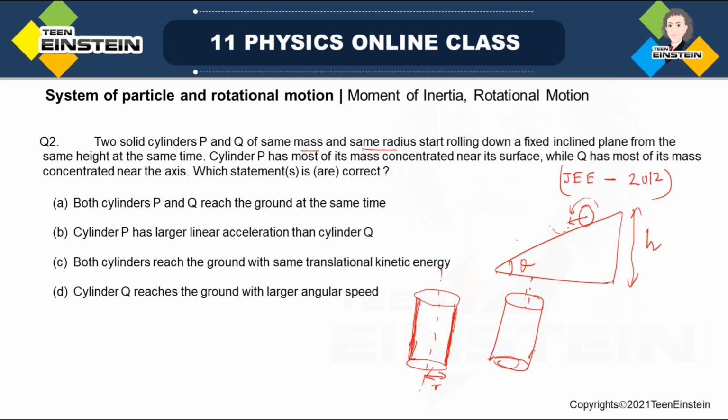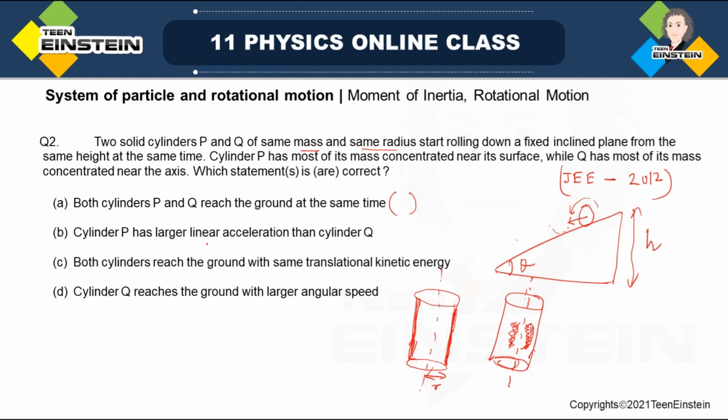But in this case, the problem is a little different. The most of the mass is concentrated at this region, very near to the axis. Most of the mass is concentrated very near to the axis. Then which of the following statements is correct? Let us read the statements also. Both P and Q reach the ground at the same time. Okay, we have to check whether they will take the same time or not.